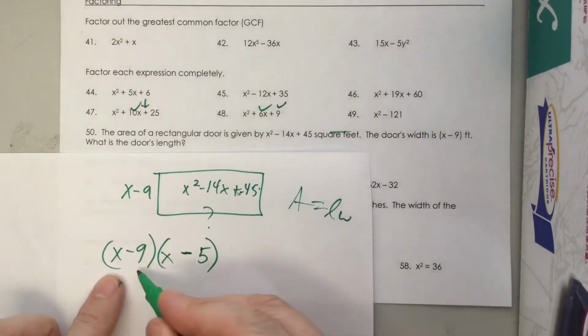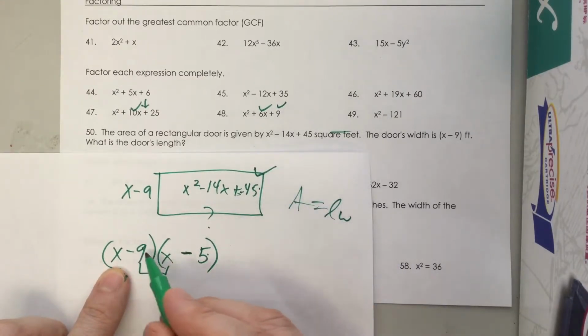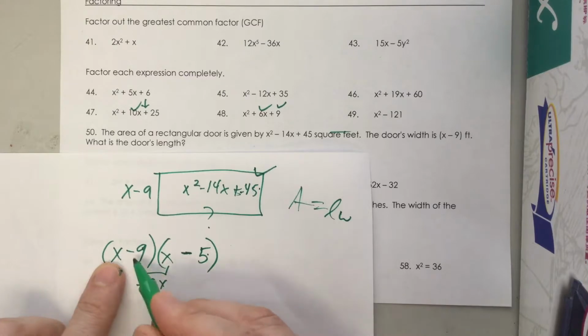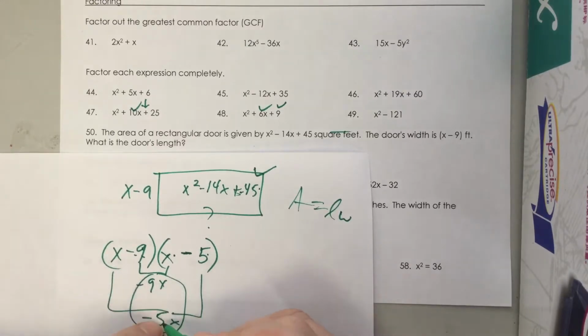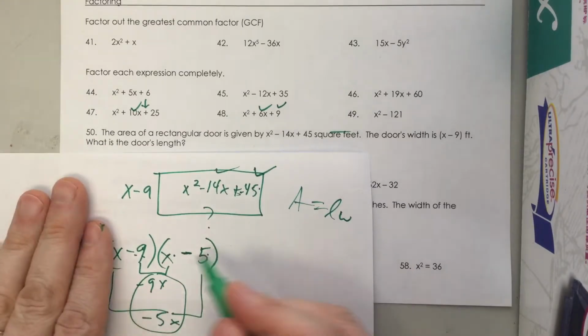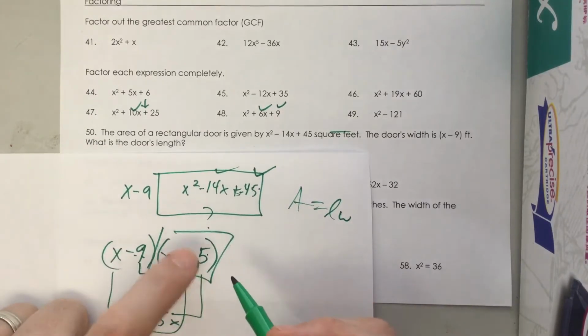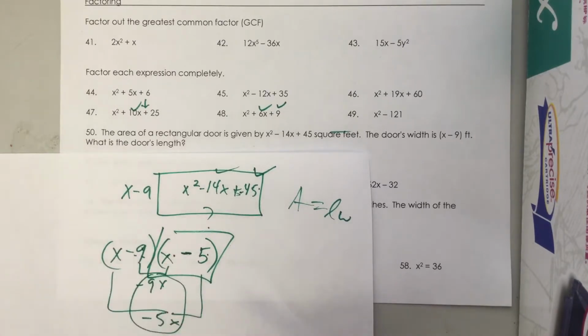Let's do the bracket check and make sure. We know this times this is positive 45. Negative 9x I get out of these two. When I combine these, I get negative 5x. Look, when I add the middle terms, negative 9 and negative 5 add to give me negative 14. That works. So that tells me this is the length of that door, x minus 5.